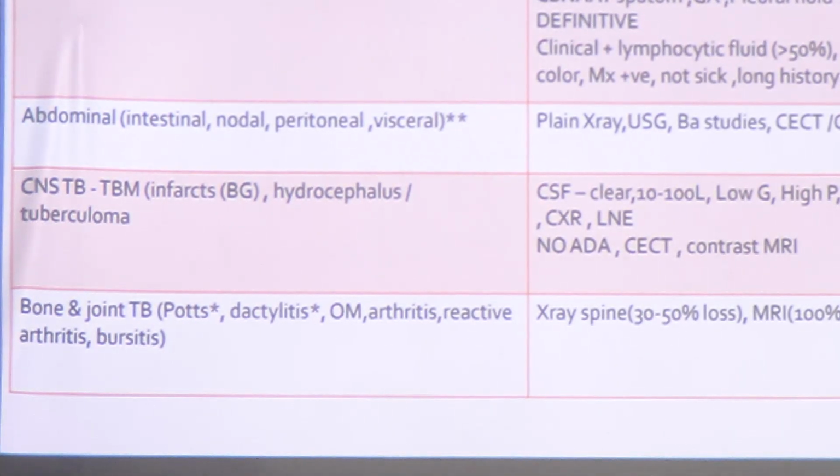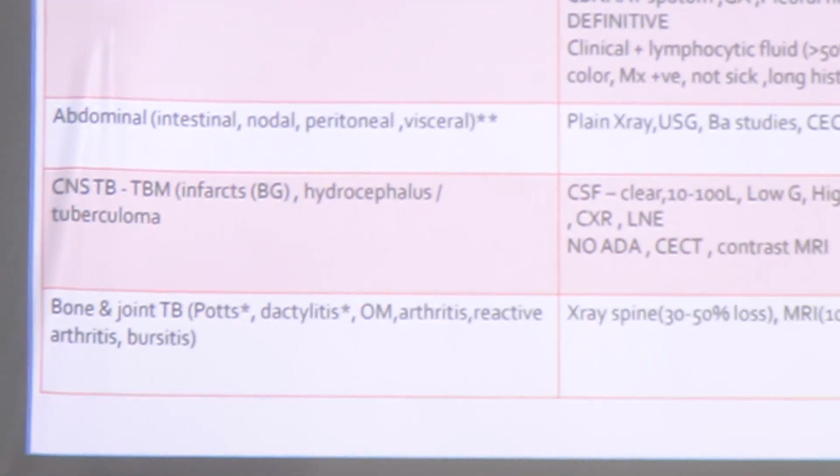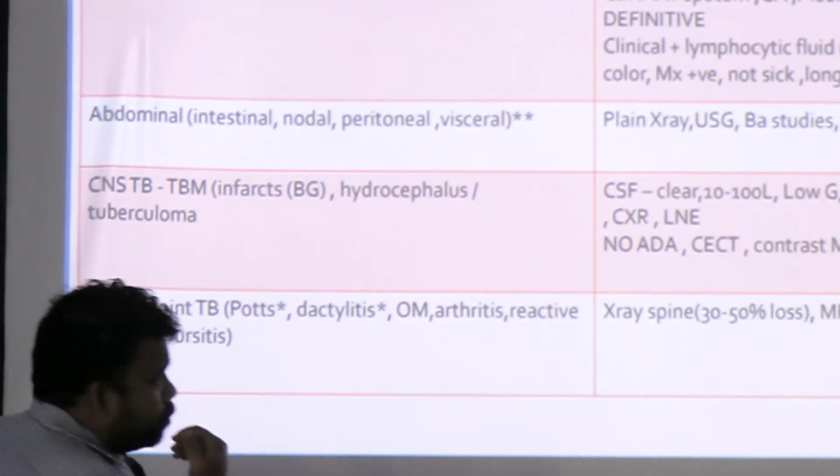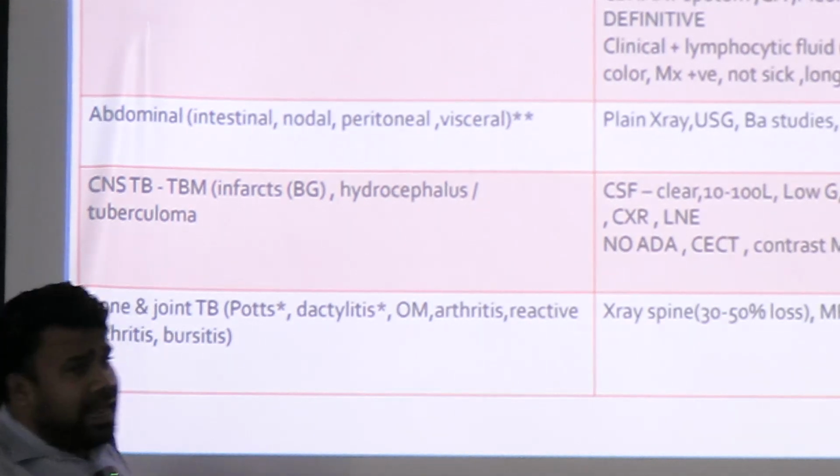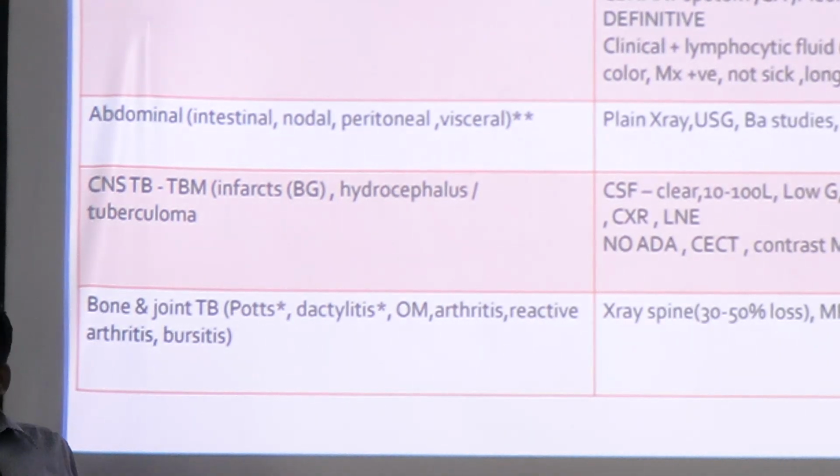Now, let us look at this table. First, the most common presentation is lymphadenitis. This is tuberculosis of the lymph nodes. What is the test? First is FNAC, or fine needle aspiration cytology. We take a fine needle, aspirate from the lymph node, and look at the cells. And if the aspirate is available, we can test for both CBNAAT and acid-fast staining, and if possible, we can also go for culture.